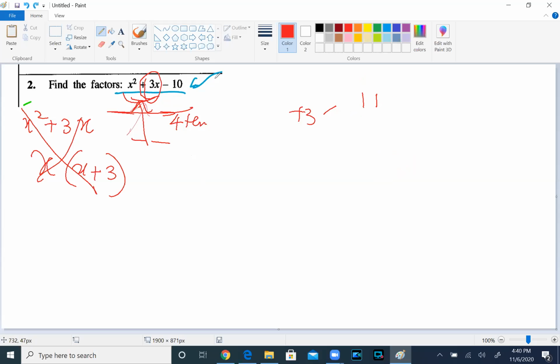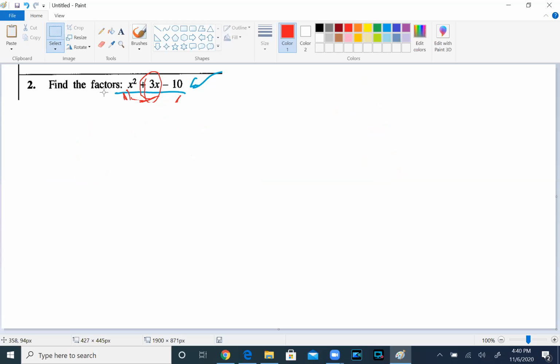For that, you have to multiply these two values. If you multiply these two values, you get minus 10x square. For ease, you don't need to consider the x square; only consider the numbers. So you are multiplying minus 10 and 1x square.